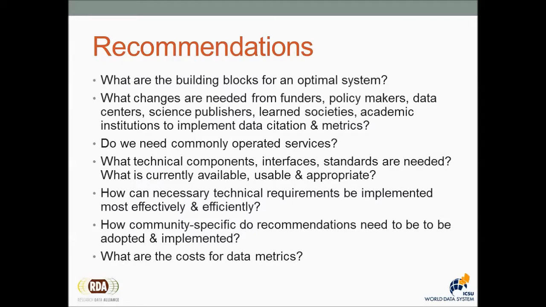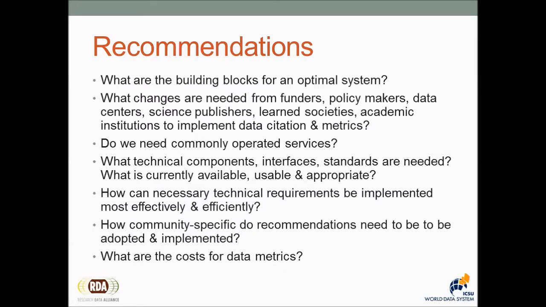There's a question, do we need commonly operated services, or can we use different services depending on what scientific domain we're in. What technical components do we need? What's available? What do we have to create? How community-specific do we need to produce these recommendations? And of course, what are the costs for data metrics? Because everything comes with a cost.